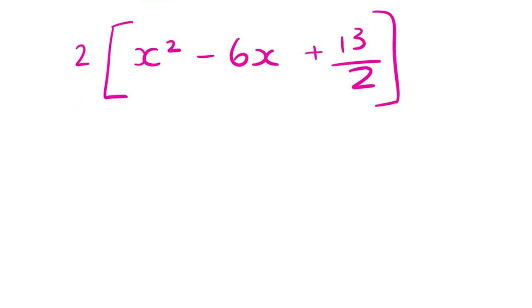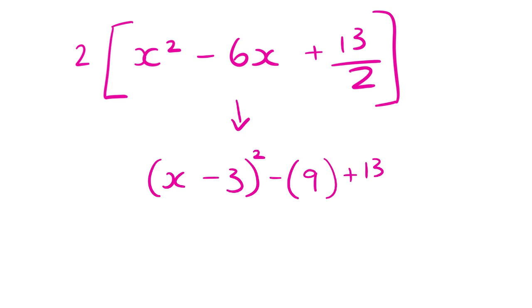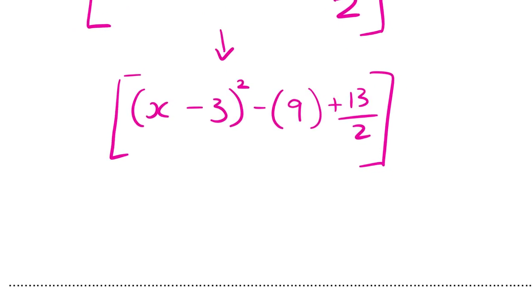We can now complete the square inside the square bracket. Okay, so we know. How do we get minus 6x? It's x minus 3. There's loads of different ways we can do this. We looked at all the different ways, didn't we? Okay, so we're going to halve the coefficient of x, square it. We're going to minus 3 squared, which is 9 plus 13 over 2. This is how we've completed the square. Okay? And remember, there's that 2 on the outside.